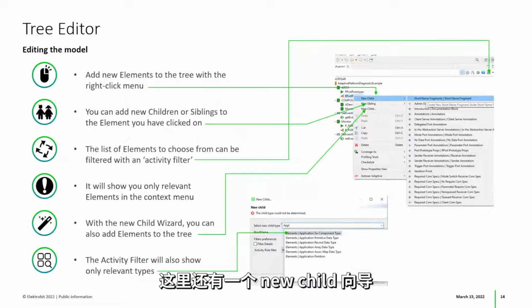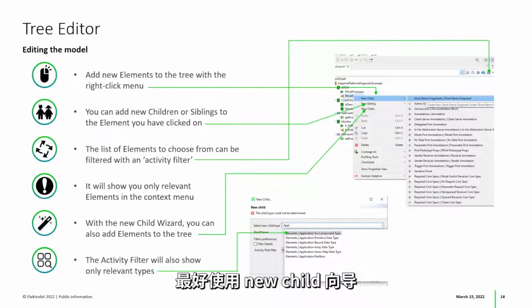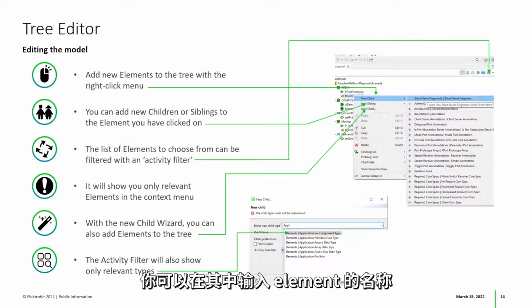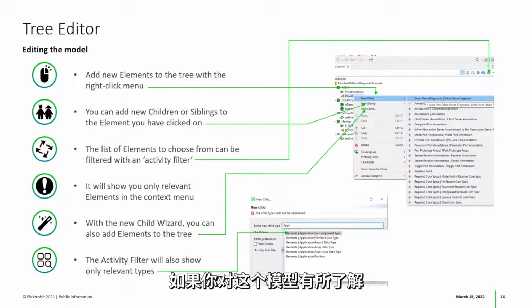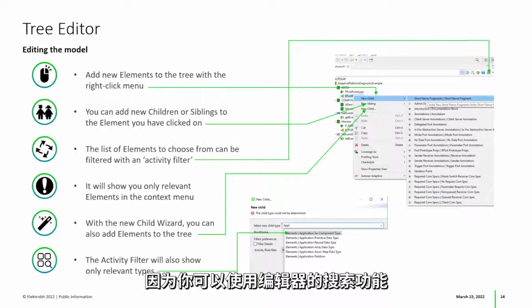And there is also a new child wizard. The new child wizard is easier to use when you are not sure what child you need to add. So you have a new child type field here where you can put in the name of the element and start typing it, and then you get all the possible options for that. So if you know a little bit around in a model, then you can have an easy time adding elements here, because you have a search function with the editor.